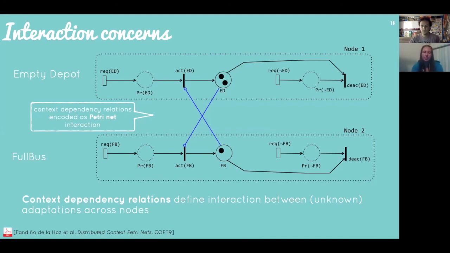The patternets model we use currently has 9 such context dependency relations, but it can be extended further as needed. Managing interactions in this model is realized by the token game semantics of distributed context patternets, where tokens can communicate across the boundaries of their own nodes.